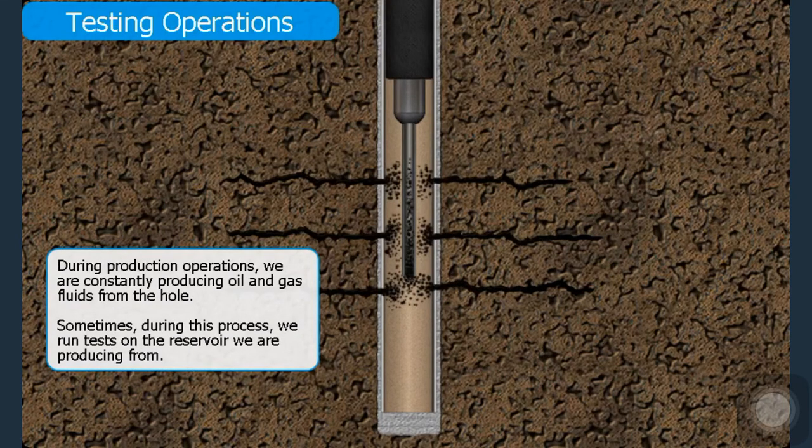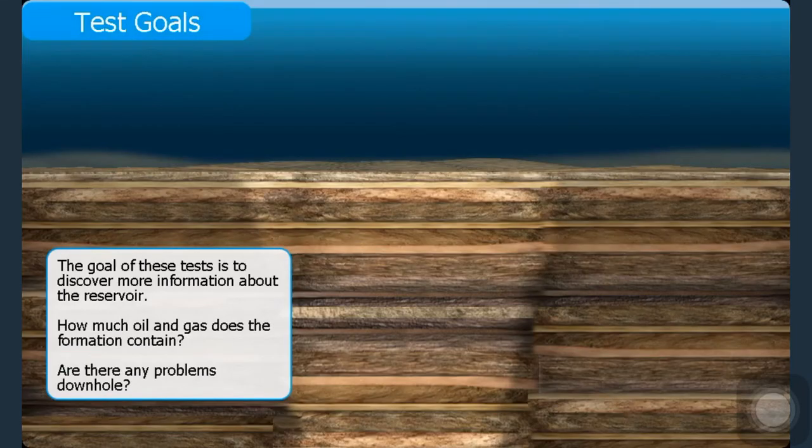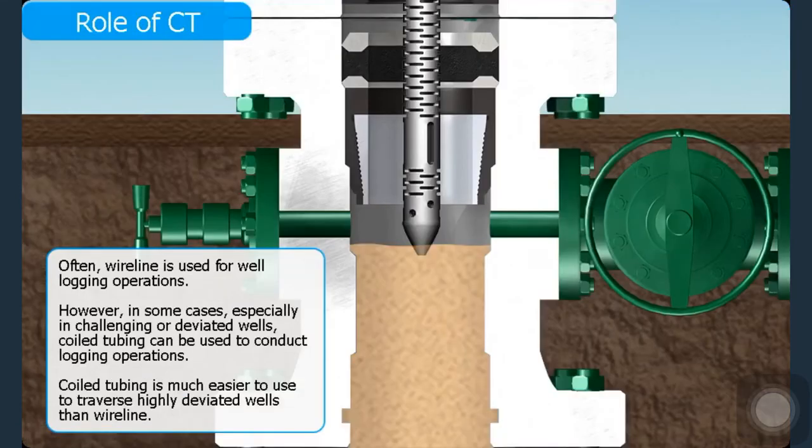During production operations, we are constantly producing oil and gas fluids from the hole. Sometimes, during this process, we run tests on the reservoir we are producing from. The goal of these tests is to discover more information about the reservoir. How much oil and gas does the formation contain? Are there any problems downhole? Often, wireline is used for well logging operations. However, in some cases, especially in challenging or deviated wells, coil tubing can be used to conduct logging operations. Coil tubing is much easier to use to traverse highly deviated wells than wireline.